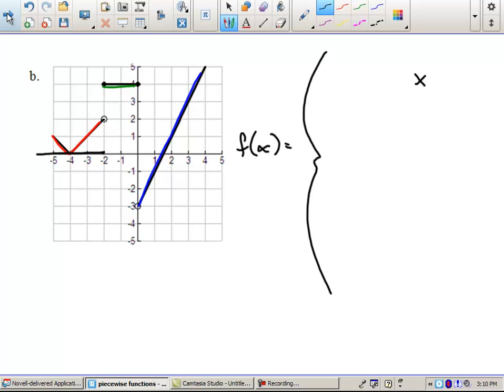So x has to be greater than negative 2. I am fibbing. X has to be less than negative 2, of course. Now, why is it strictly less than? Because I got a hole. You see this hole here?